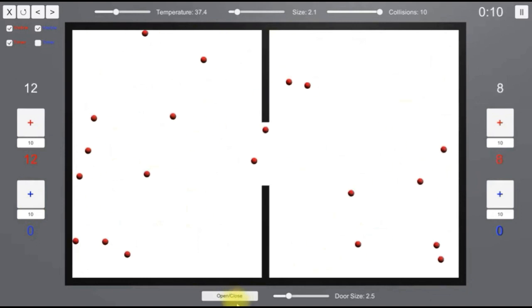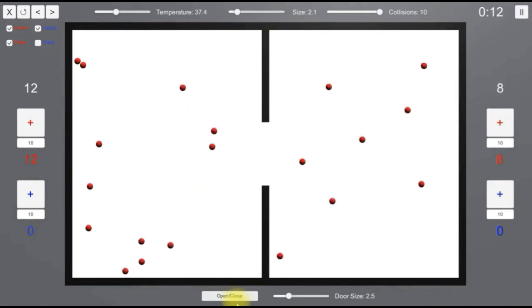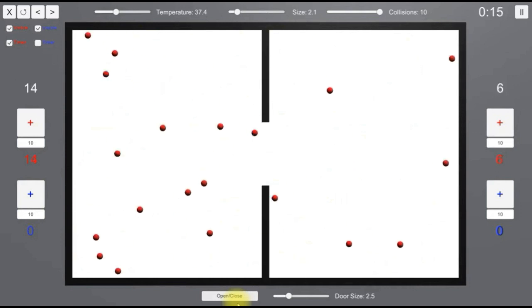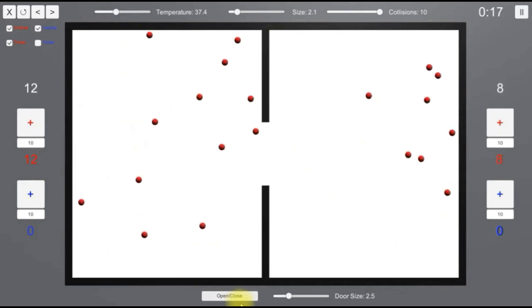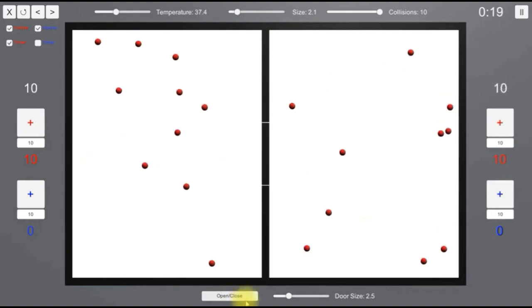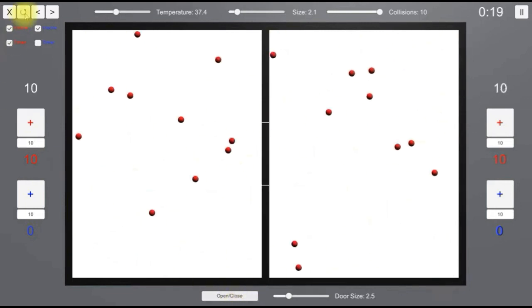Molecules randomly make their way from the left to the right. It got close to a 10-10 split, but this is random, keep in mind, so sometimes it will go up and sometimes it will go down. And there we are, 19 seconds.